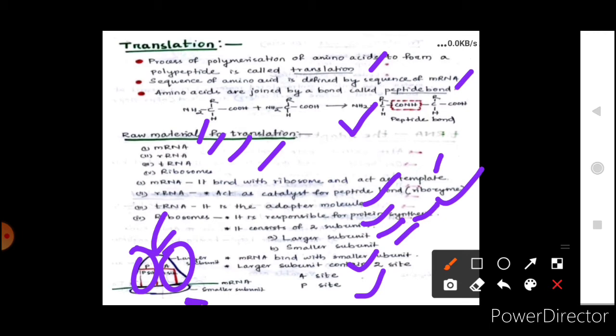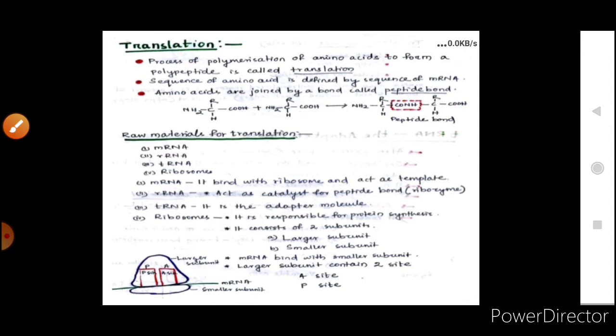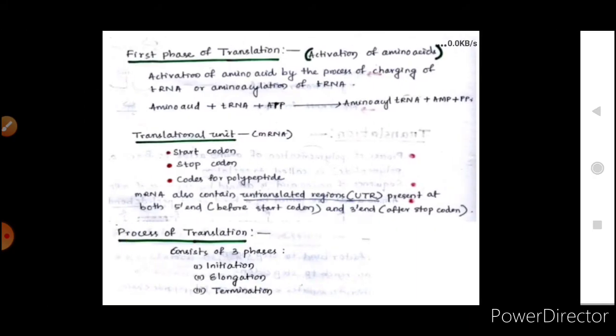When we talk about the ribosome, it has two subunits: the larger subunit, which has two sites, the A site and the P site, and the smaller subunit, which will bind with the messenger RNA. Now, what is the first phase of translation?